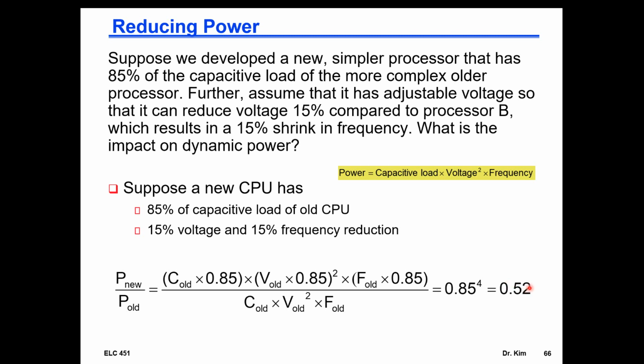So basically, by only shrinking the voltage, which decreases the frequency as well, and simplifying the chip to reduce that complexity by just 15%, we get a reduction in power by half. Most of it comes from the voltage, which is a squared term, but everything else helps as well. So that gives you an idea of how this equation works.